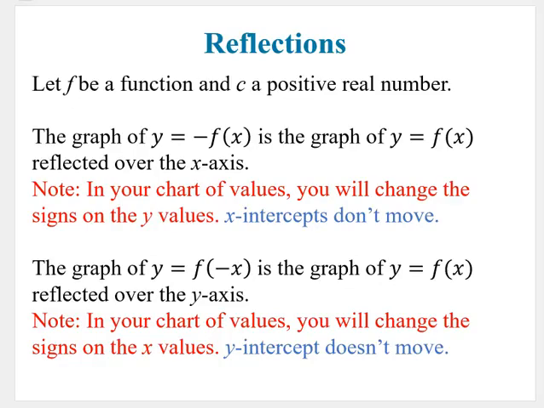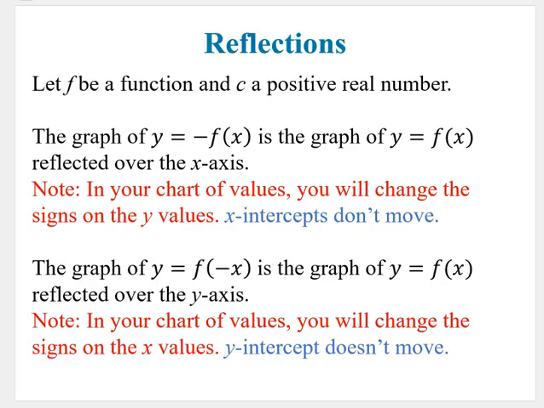In this video, we will be discussing reflections. Now, here's the thing you're looking for this time. You're looking for negative signs. So if the negative is in front of the entire function, then that means you're reflecting over the x-axis. In your chart of values, that means that you will take all the y values and you will make them negative, and the x-intercepts will not move.